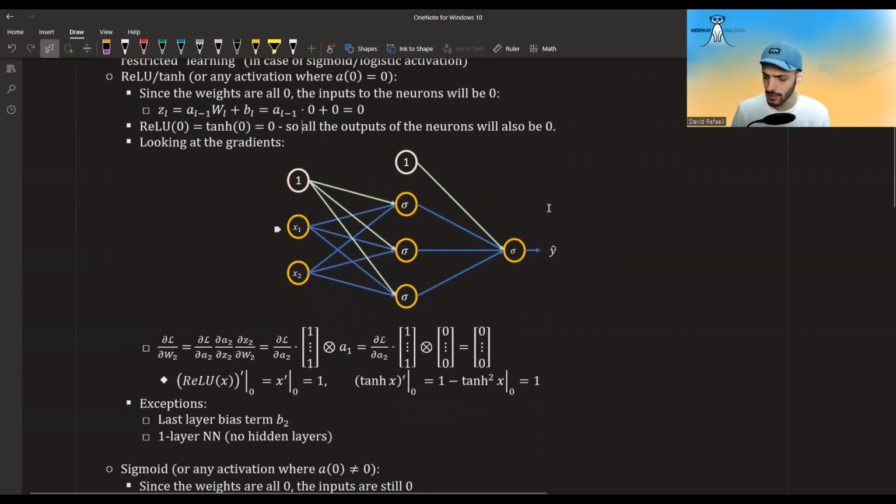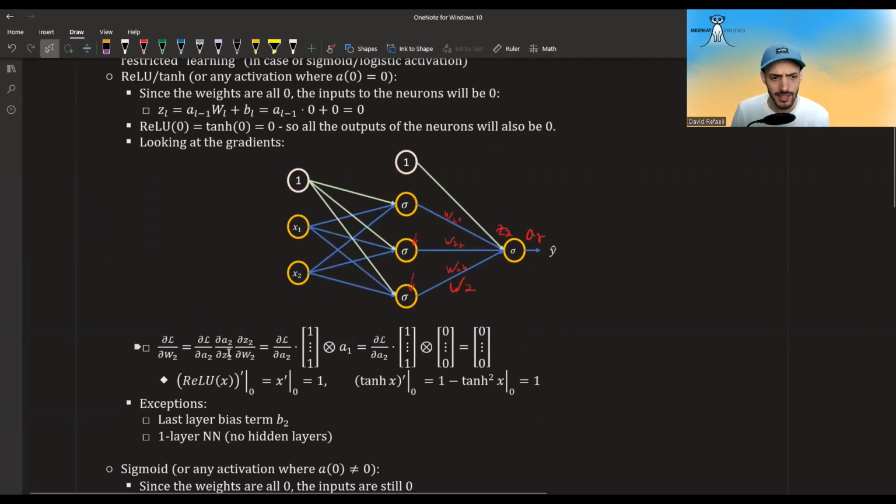Suppose that this is our neural network, a small neural network with only one hidden layer. And this is our W2 matrix. It's just the weights. In this case, it will be a vector of W21, W22, and W23, the weights that connect this neuron and this neuron. And we saw previously in the backpropagation algorithm video that the derivative with regards to W2, using the chain rule, is equal to the derivative of the loss with regards to A2, times the derivative of A2 with regards to Z2, times the derivative of Z2 with regards to W2.